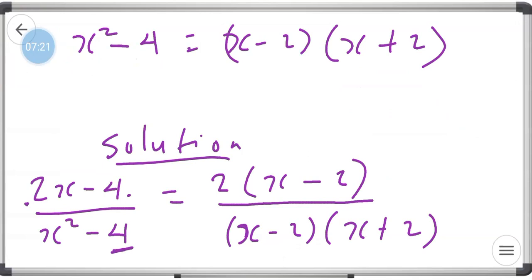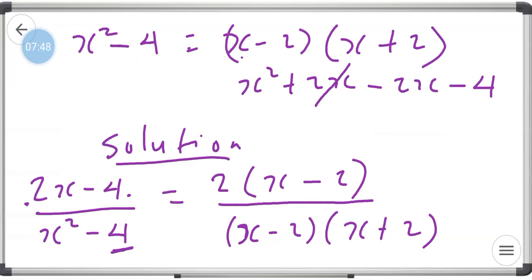Let's check. Now from here, x times x, that is x squared. x times 2, that is plus 2x. Minus 2 times x, that's minus 2x. Minus 2 times plus 2, that is minus 4. Of course, minus times plus is minus, and 2 times 2 is 4. Now from here, plus 2x and minus 2x will cancel, so here we'll be having x squared minus 4.